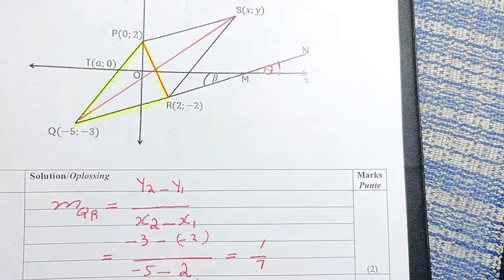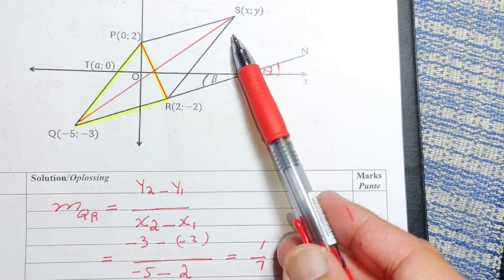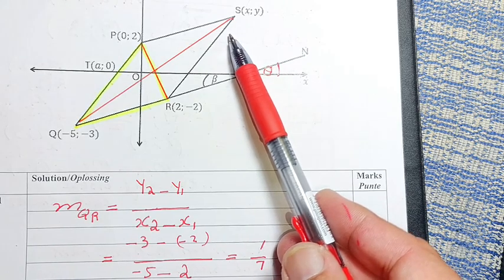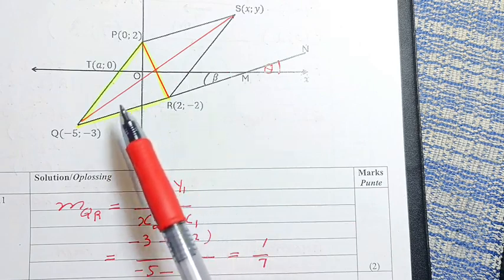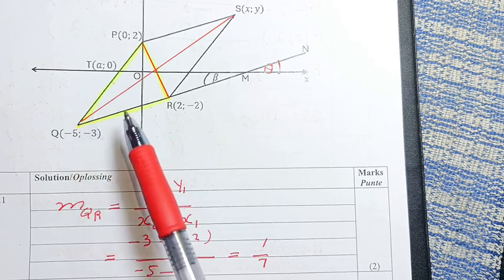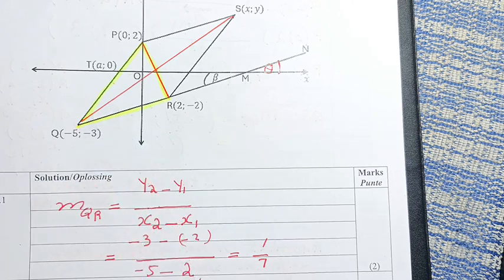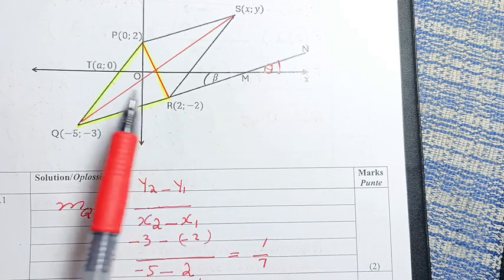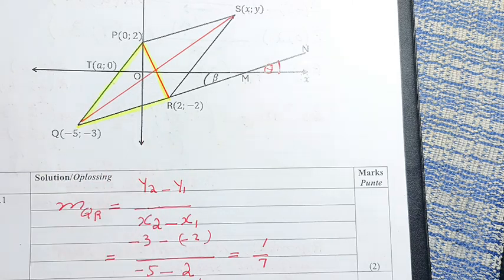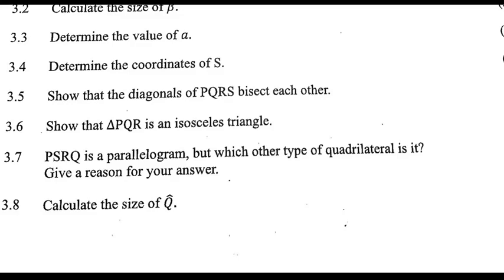If you want to, I can also find the gradient of QS and the gradient of PR, and then you multiply both gradients; the answer must be equal to negative 1. Must remember that perpendicular formula: when you multiply two gradients and the answer is equal to negative 1, it means they bisect each other at 90 degrees. They bisect perpendicularly.